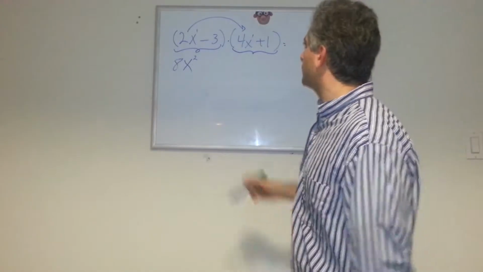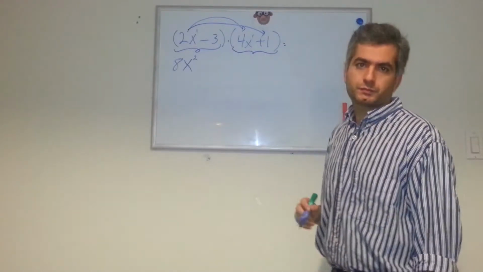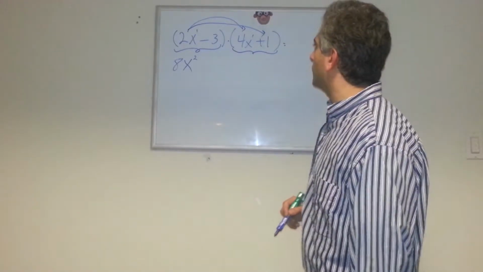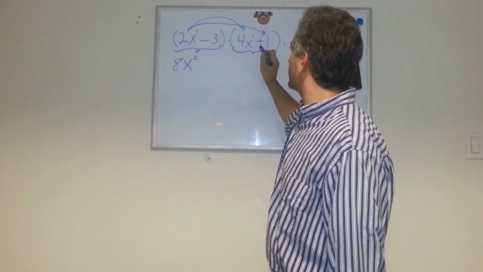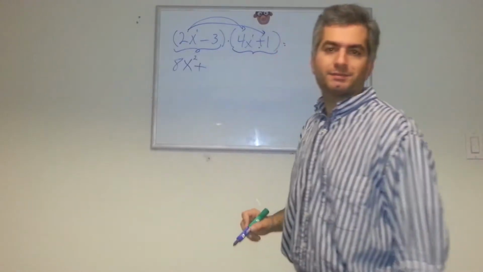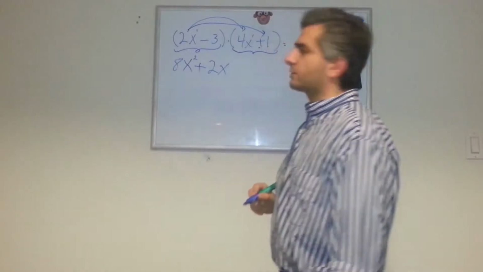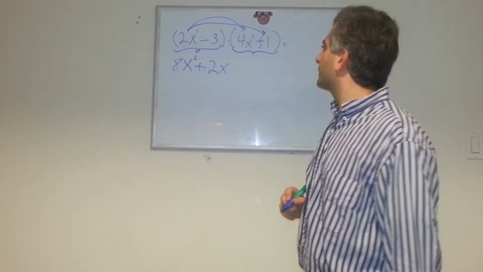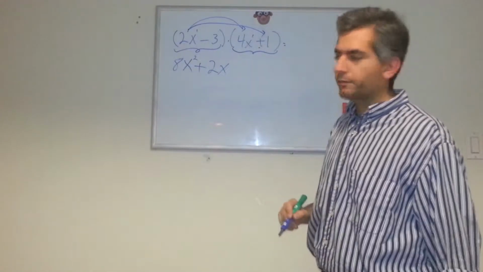We need to continue. The 2x also multiplies with the 1. So the 2x times 1 is going to give us 2x, but we have to realize that there's a plus sign here. So we're going to put a plus sign, and then we multiply the 2x with the 1 to give us 2x. Now we've taken care of this first term, multiplying with those two.